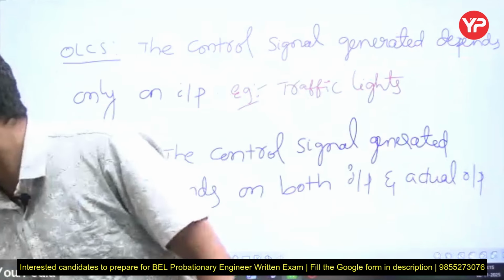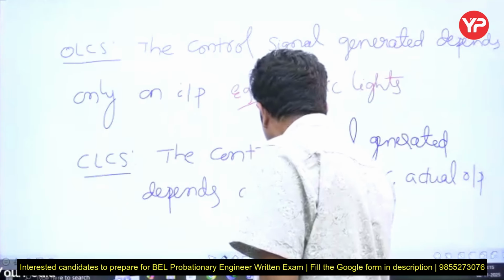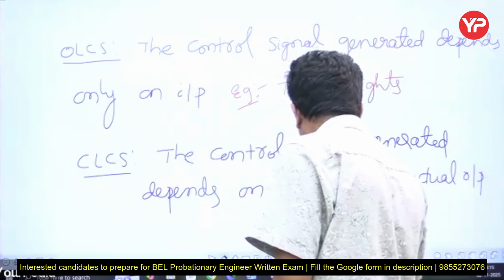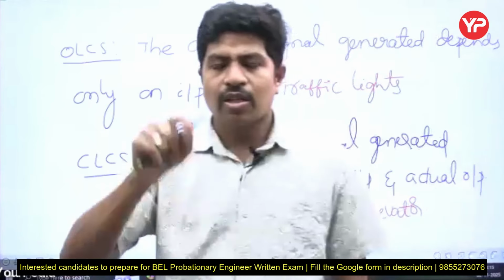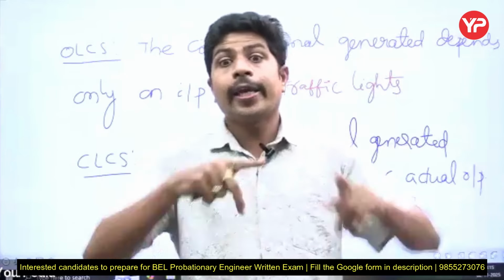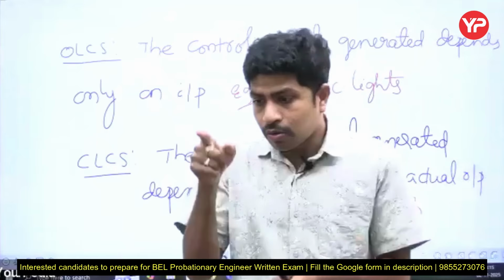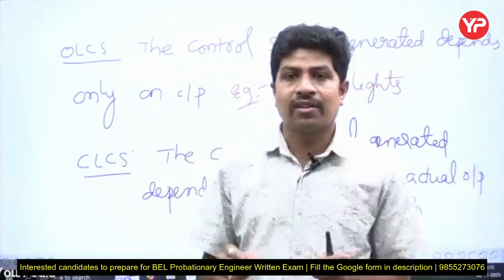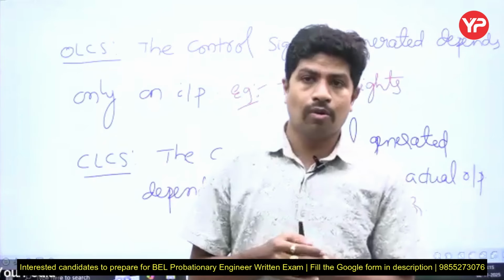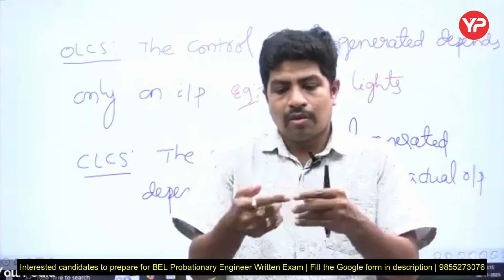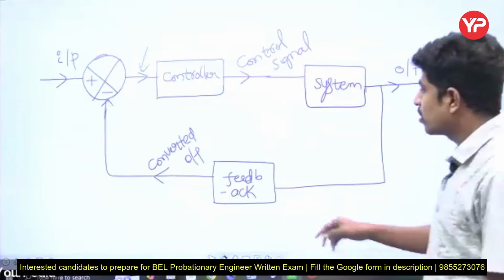Example for closed loop control system is a lift or elevator. You go to the lift and press the 5th floor button. It keeps measuring how many floors it has reached. It's not that it keeps moving and you have to push the stop button. The lift automatically stops at the required floor because it continuously measures what input is given and what output is wanted.